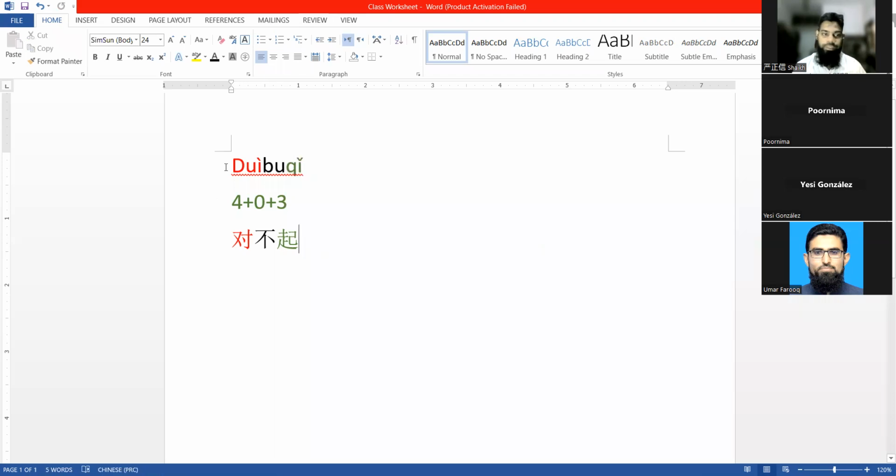Meiguanxi. This is word number 6. This is word number 5, and then we have word number 6, that is meiguanxi. Let me write this meiguanxi.